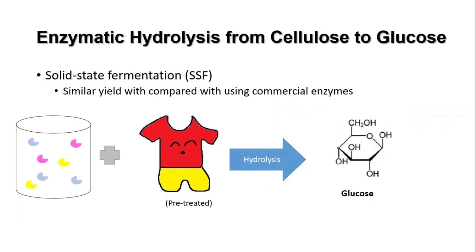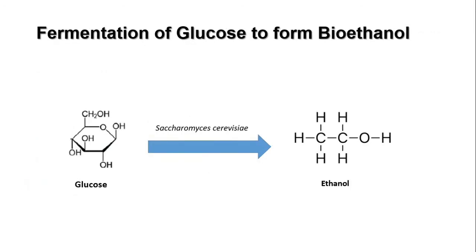The extracted enzyme will be used to hydrolyze the pretreated textile waste to form glucose. The final yield of glucose was found similar to the yield of using commercial enzyme. Finally, the glucose will undergo fermentation to form ethanol.